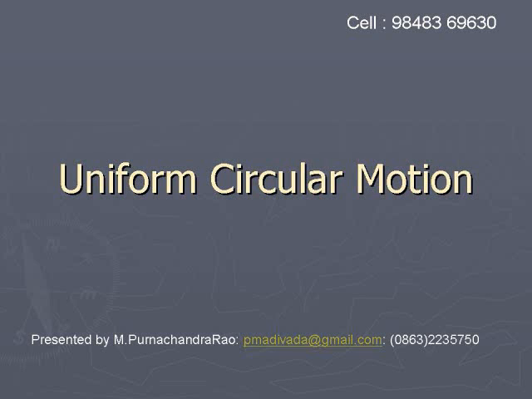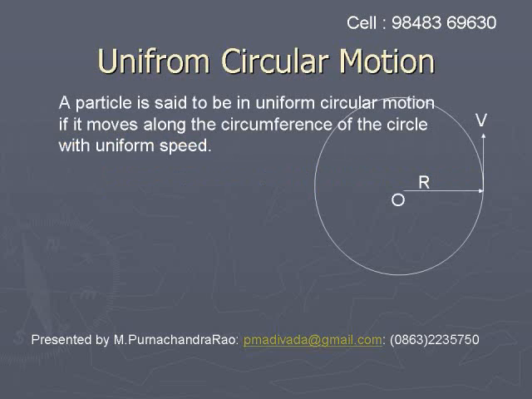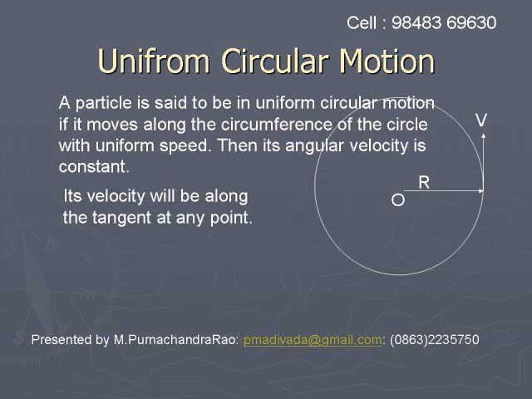Uniform circular motion. A particle is said to be in uniform circular motion if it moves along the circumference of a circle with uniform speed. Then the angular velocity of the radius vector is constant.